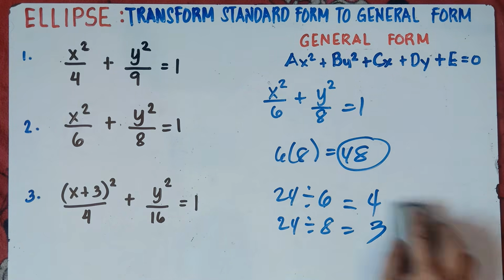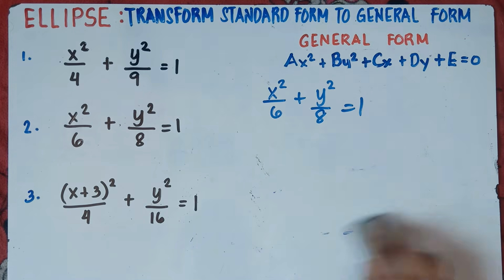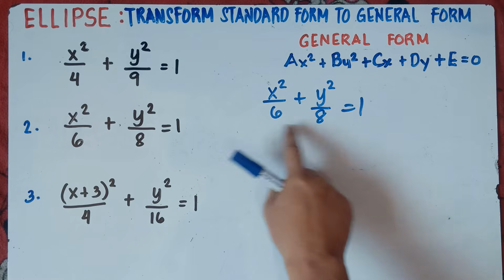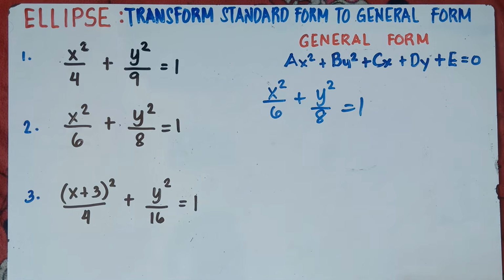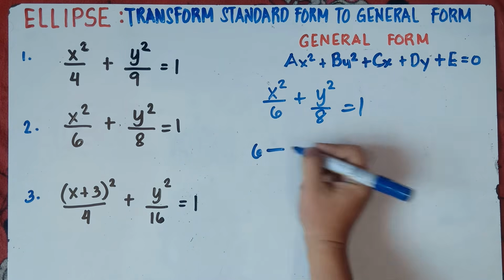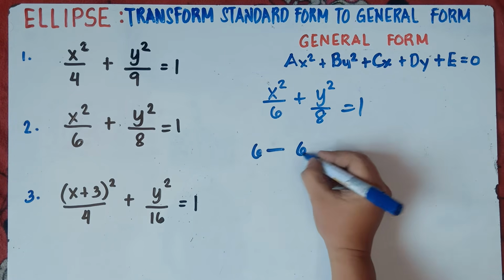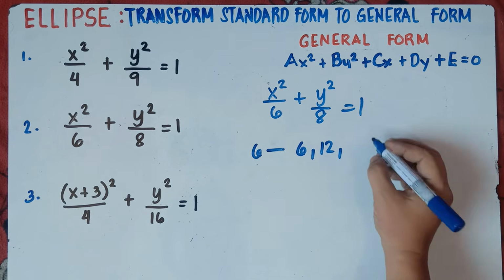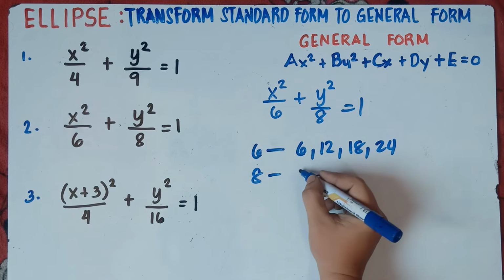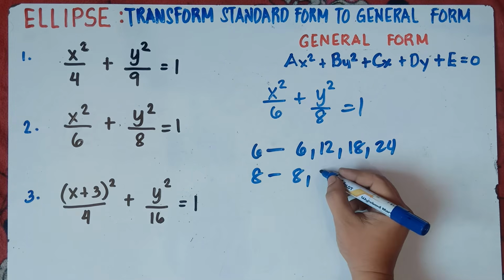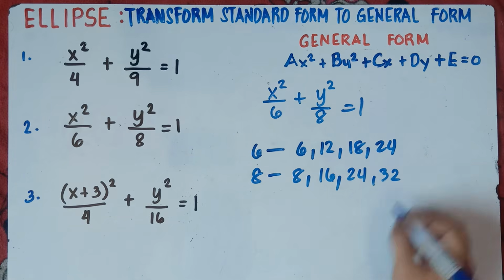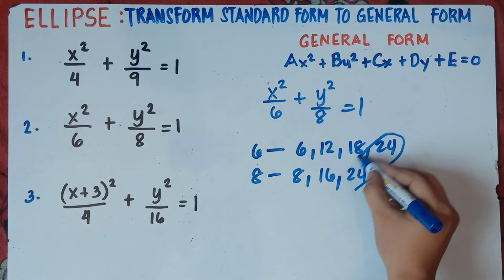Alright, so the least number, or the LCM, is 24. Once again, there are some cases where you don't need to multiply because it will be a large number. You need to find the LCM, the least common multiple. For 6, 6 times 1 is 6, 6 times 2 is 12, 6 times 3 is 18, 6 times 4 is 24. And for 8, 8 times 2 is 16, 8 times 3 is 24, 8 times 4 is 32. So the least common number is 24.